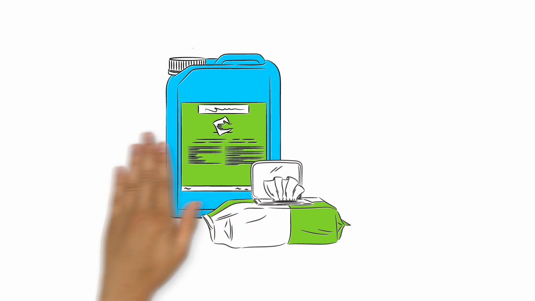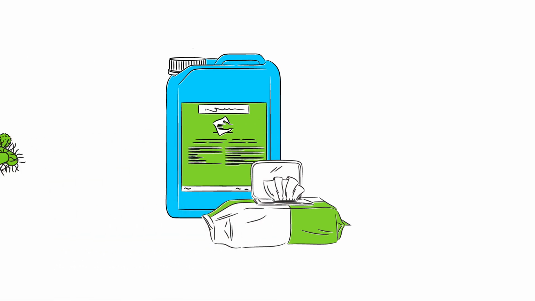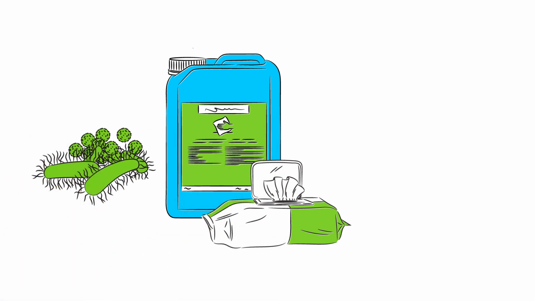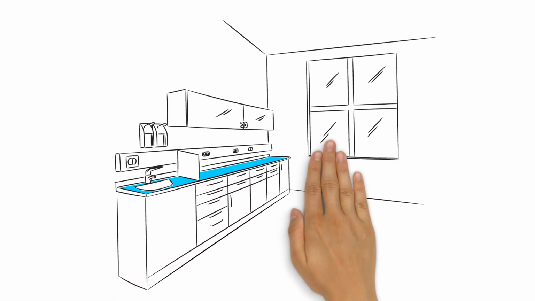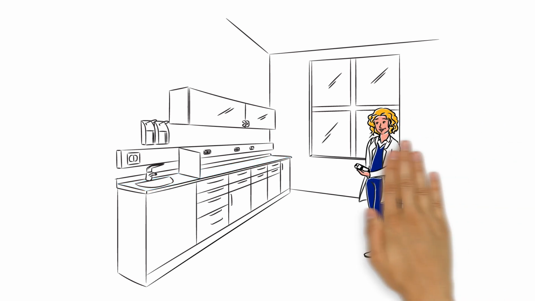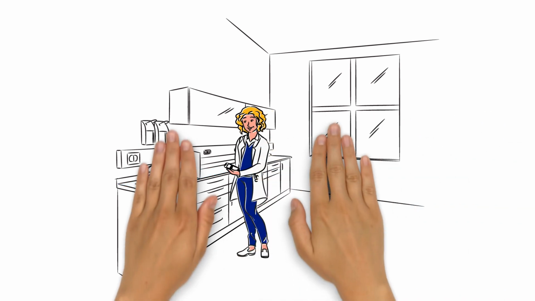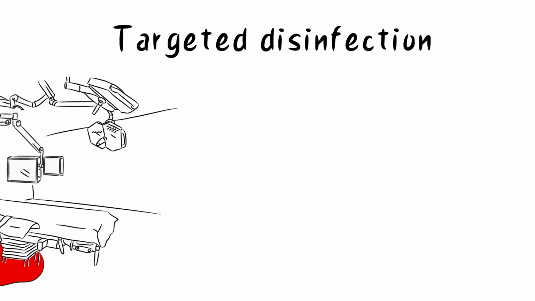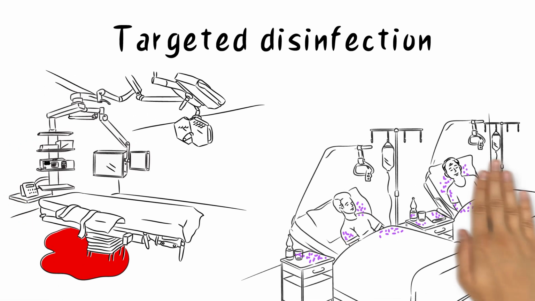This process uses a disinfectant that, at the very least, has a bactericidal and yeasticidal effect. Once the disinfectant has visibly dried, the surface can be used again. By contrast, targeted disinfection must be performed when visible contamination or an outbreak has occurred.